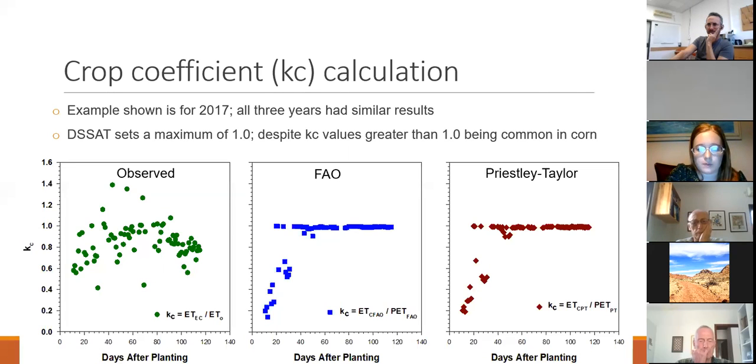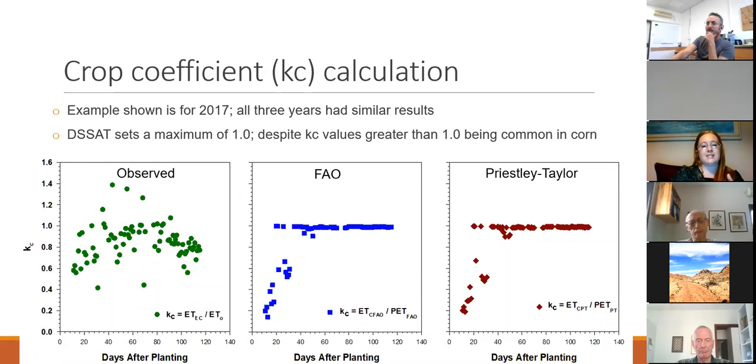However, with DSAT, the crop coefficient is hard-coded at a maximum of 1.0, so that's why you see this really flat line that looks somewhat artificial. You wouldn't really see that in a natural crop, and it's really common, especially for some of your high-yielding modern cultivars of crops like corn and sorghum, to have actual crop coefficients above 1.0, which is a potential problem with the DSAT system with both methods, that the crop coefficient is hard-coded at 1.0.